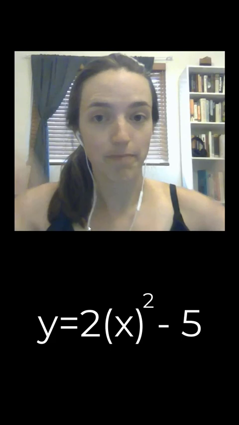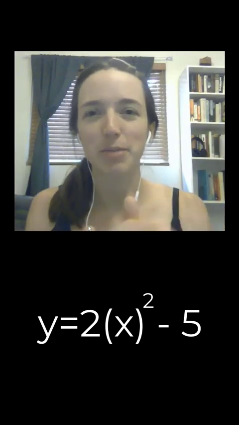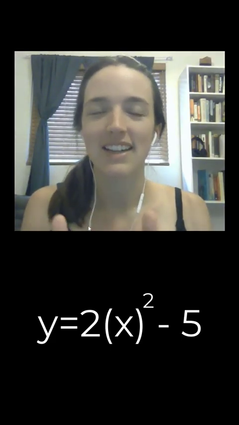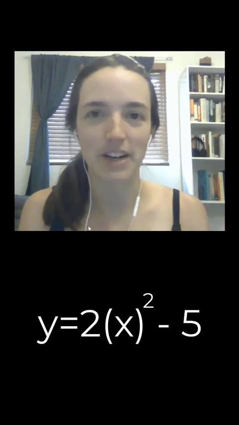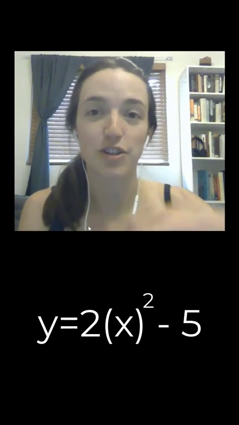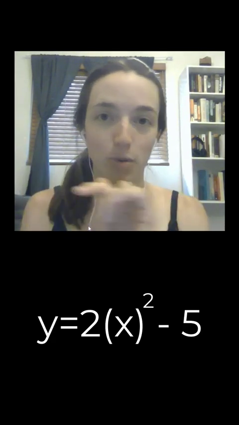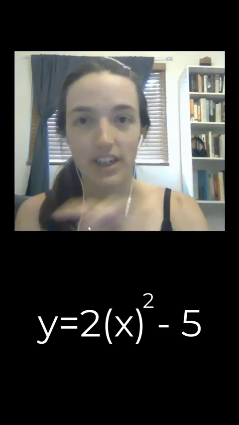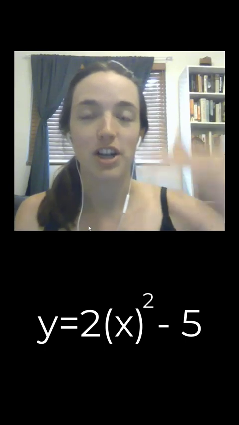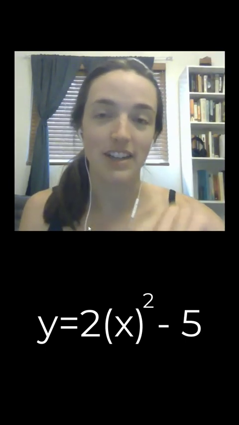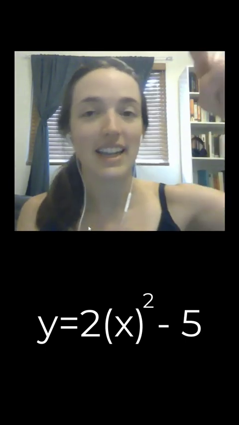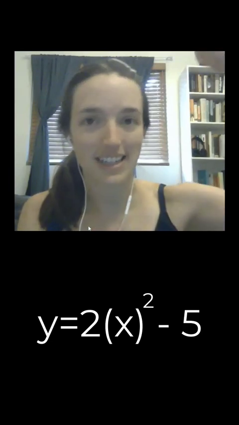And equation number 4. And this one's kind of tricky. So when there's a number in front of the parentheses like this, it's actually not going to shift right, left, up, down. That number in front of the parentheses stretches out the graph. So this parabola, instead of it just being a normal 1, 1, 2, 4, 3, 9, it's going to be stretched up 2. So it's going to be 1, 2, 2, 8, 3, 18.